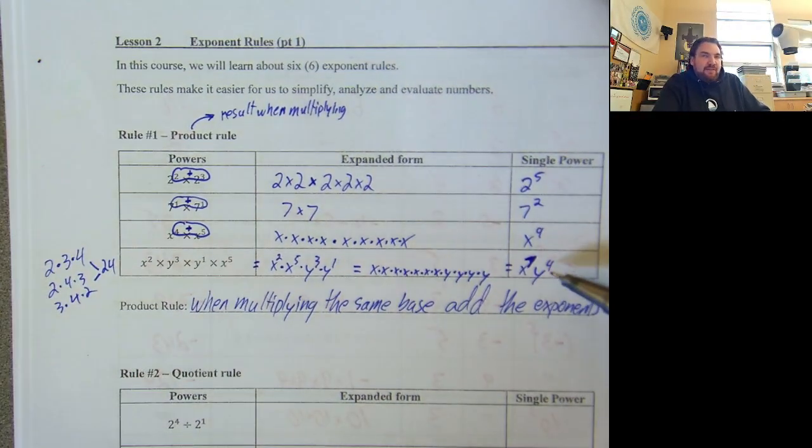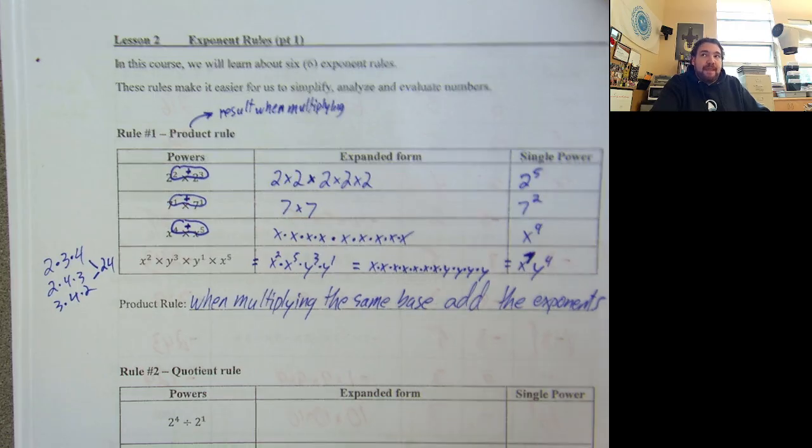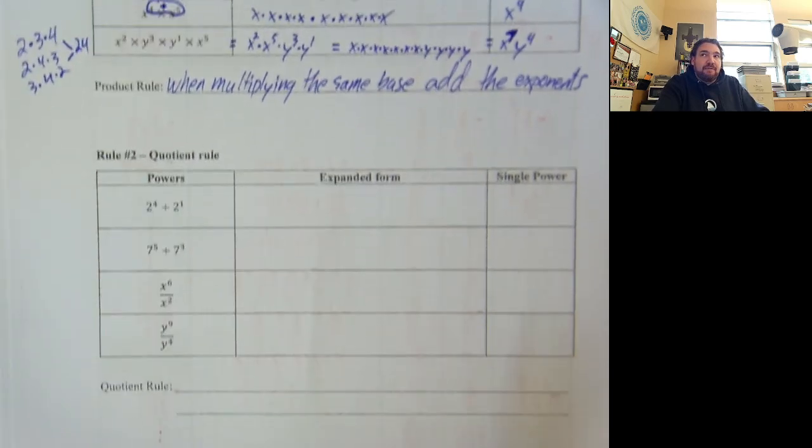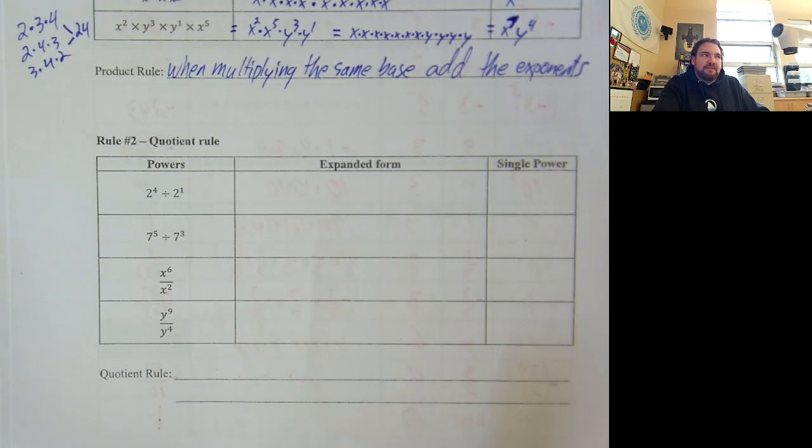And we get x to the 7, y to the 4. And it stays this way because x and y are different bases. Cool. That's the product rule. Now, quotient rule. What's a quotient?